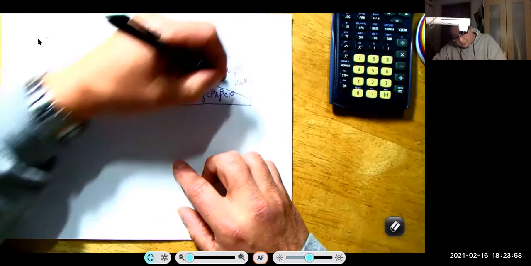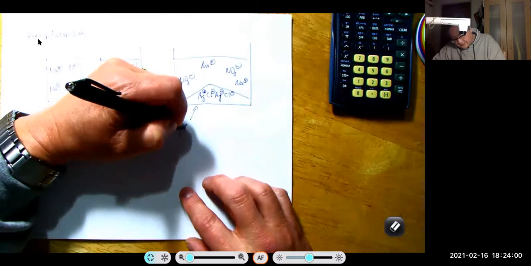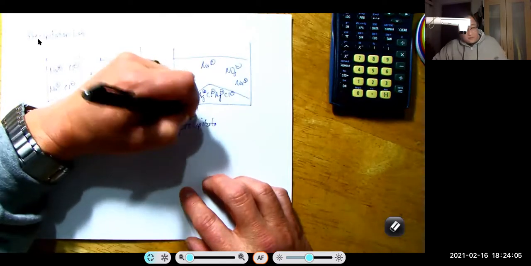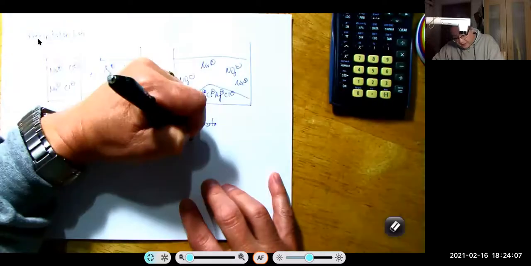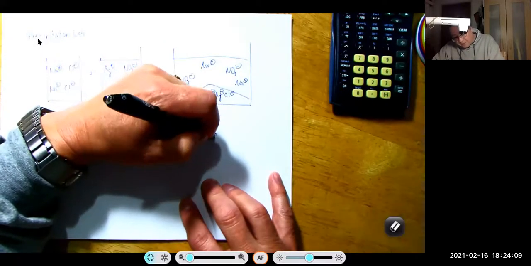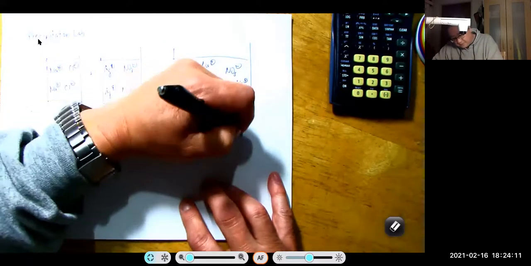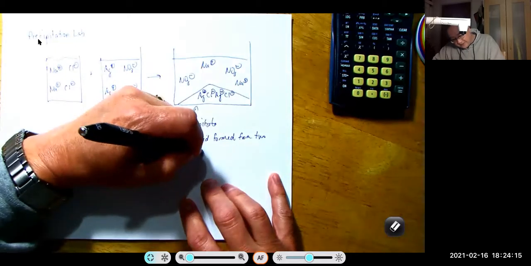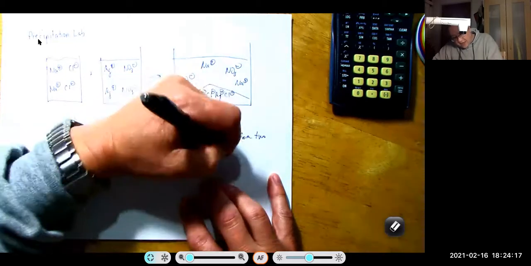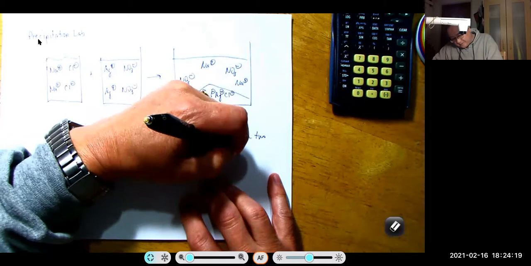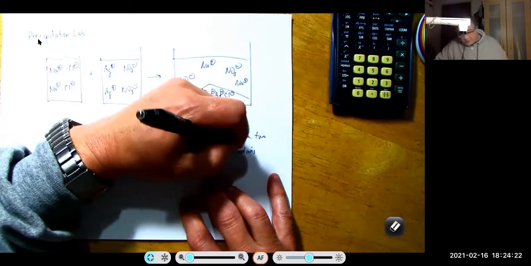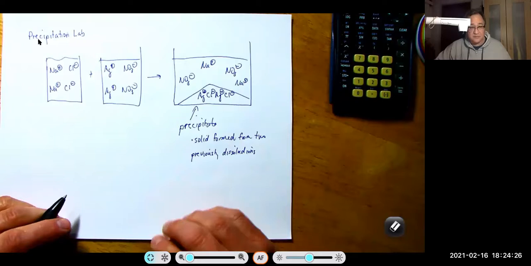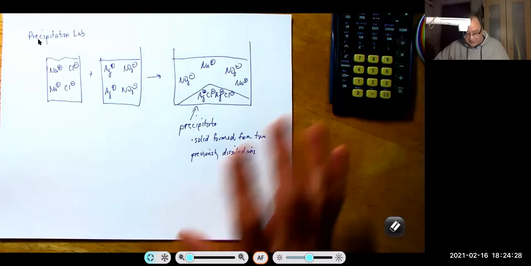So this is called a precipitate. And the precipitate is a solid formed from two previously dissolved ions. And the reason I say previously is because they're not dissolved anymore. So that's a precipitation reaction.